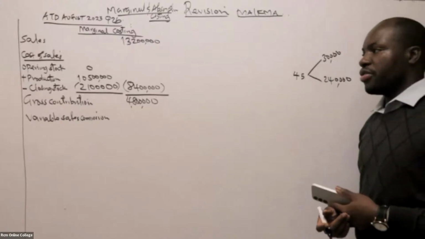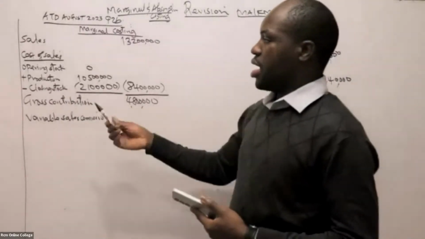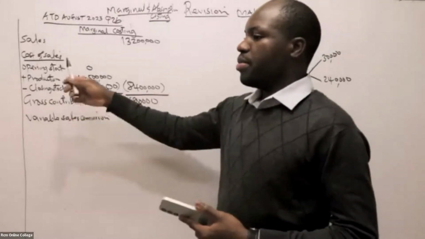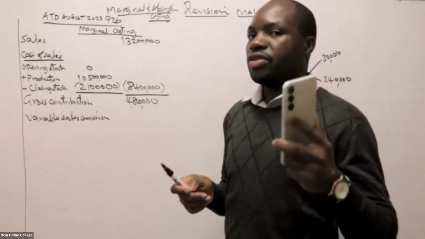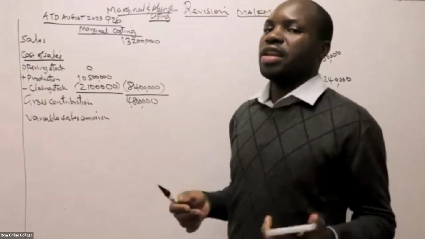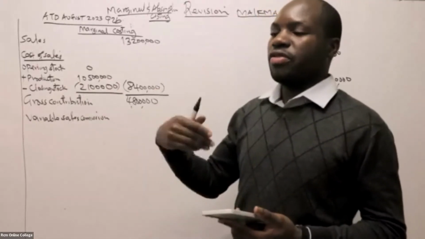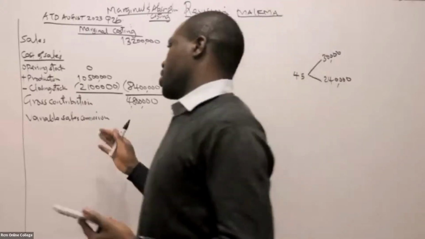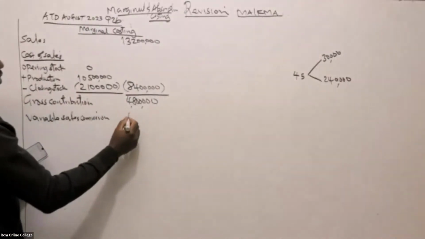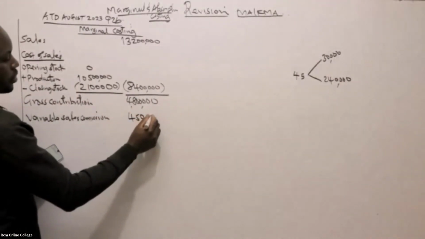Okay, so some people normally confuse and do it with the units produced. Remember, the sales commission is dependent on the number of units that were sold, and therefore we subject it based on the number of units that were sold. So that will give us 450,000. In this case, we just need to copy and paste it here.